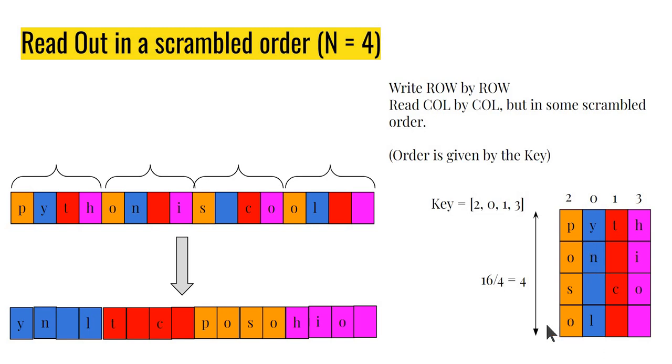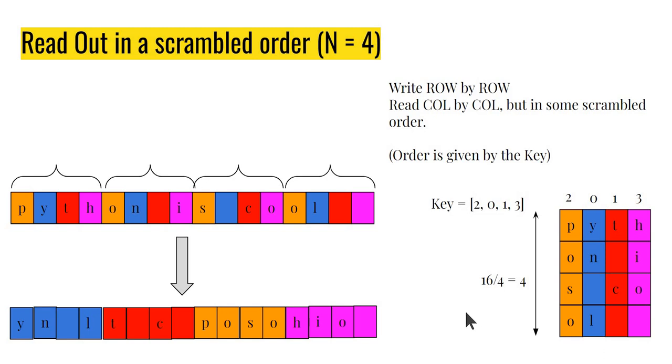In fact, I can extend the scheme further, and what I can say is that I'll read these columns out in the order specified in a vector, in a list called key. So this key, for example, is 2013. So I'm going to read out the first column, column one first, which is at 0. So I go and say, okay, I'm going to read this first, then this, then this, and then this. And basically, this adds another degree of scrambling to the message and makes it even more interesting.